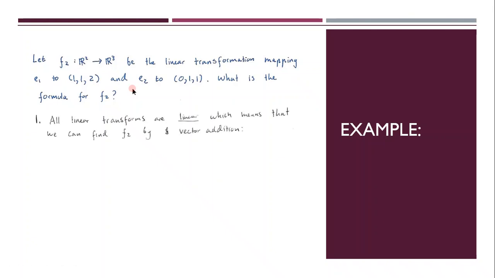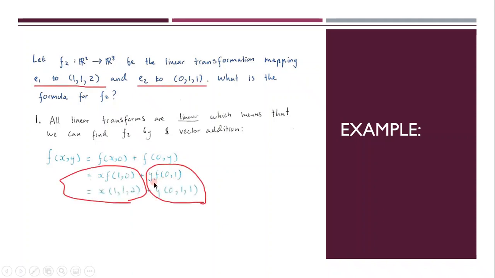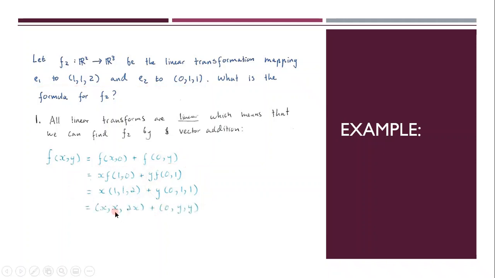All linear transformations are linear, which means that we can find f(x, y) by vector addition. So we know that f(x, y) is the same as f(x, 0) plus f(0, y). And we can take the x and y out to give us (1, 0) and (0, 1). And notice that if we put our (1, 0) and (0, 1), which are the standard basis e1 and e2, through the linear transformation, we will get (1, 1, 2) and (0, 1, 1). It's given in the question. So it's just x multiplied by the linear transformation of our standard basis, and y as well. And then we multiply it back in, and that's it. We have our linear transformation f(x, y).